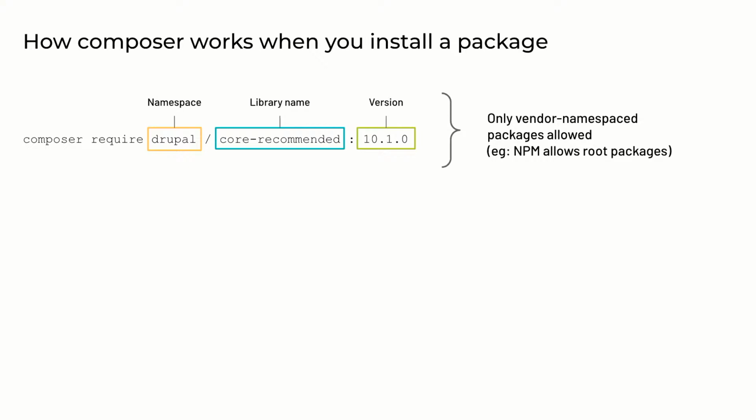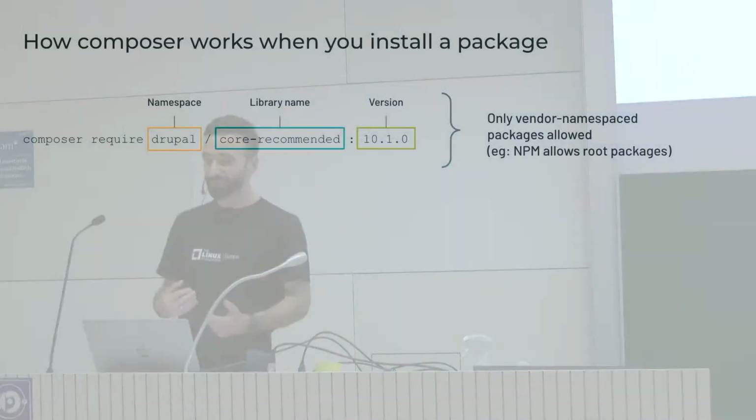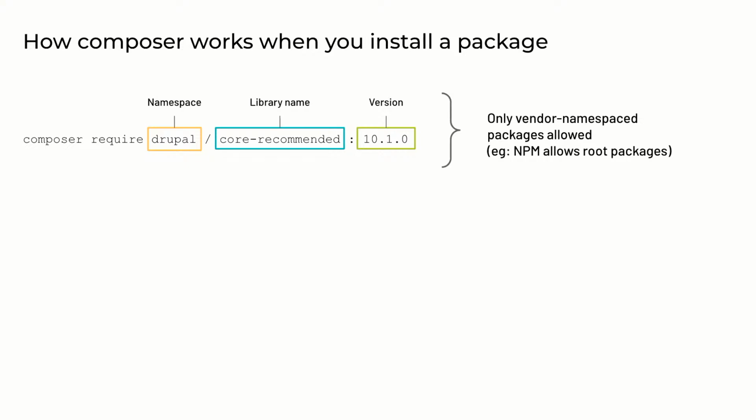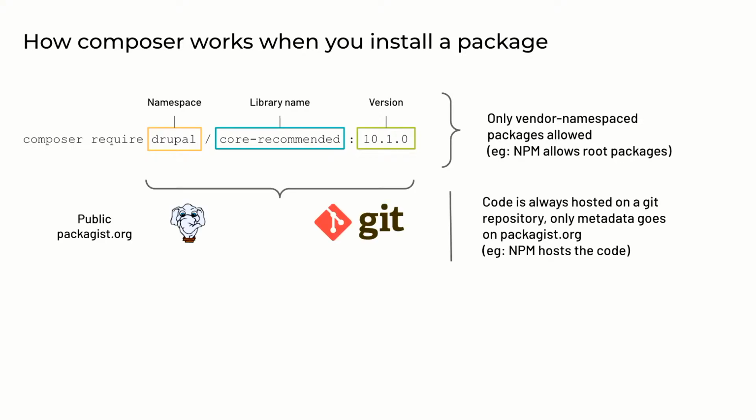Basically, we start by defining a namespace, like Drupal in this case. Then we define the library name and finally the version. And the namespaces are a strict requirement, and this is a very nice security feature because basically it reduces the risks behind typosquatting attacks, because you have the vendor that you cannot typosquat, and you just have many characters to try to attack these kinds of packages. And this is very, very important because, for example, other ecosystems like NPM allow root packages, which is a big vector of attacks.